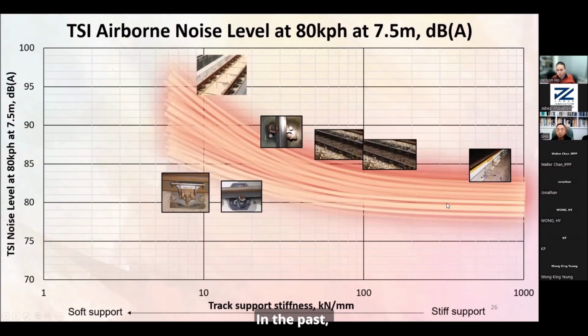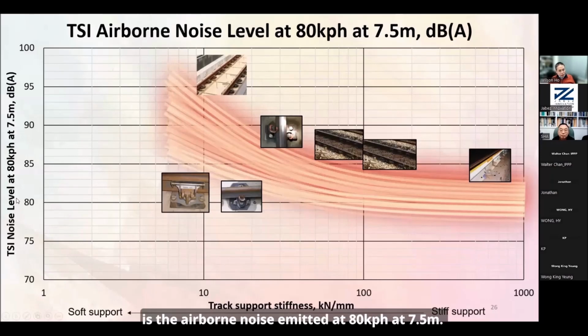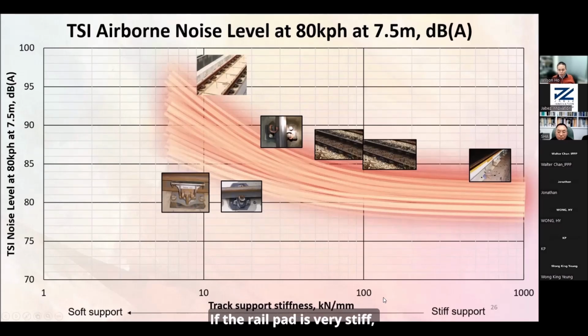In the past, the railway was directly fixed on the ground, fixed on the structure, so it was very hard. Okay, let's look at this graph. The y-axis is the airborne noise at 80 kph, measured at 7.5 meters. The x-axis is how soft the base plate or the support, the wheel pad, is. If the wheel pad is very stiff, then the noise level would be lower. If the wheel pad is very soft, the noise level would be higher.